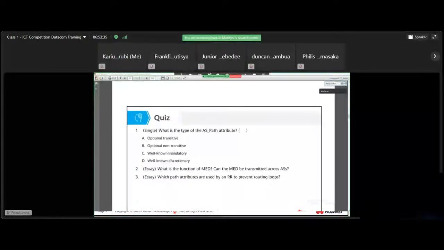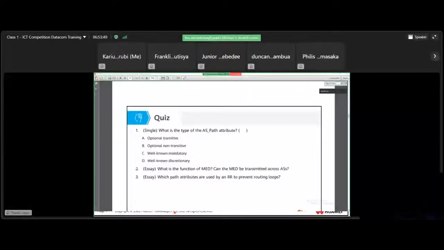Number two, we are told, what is the function of MED? They say it's used to influence the entry point of packets into the autonomous system.